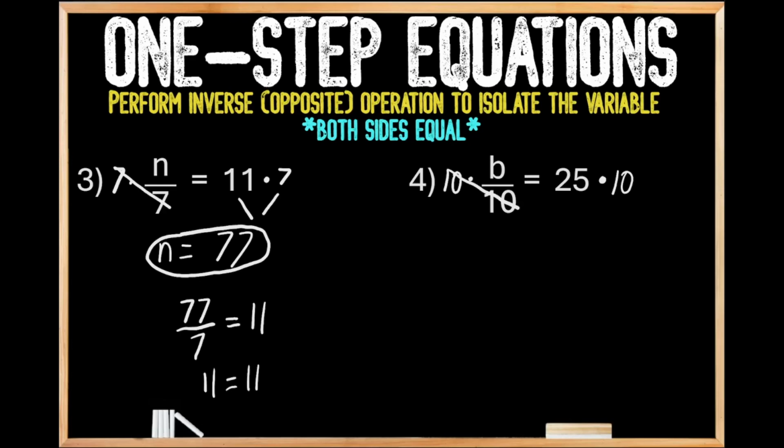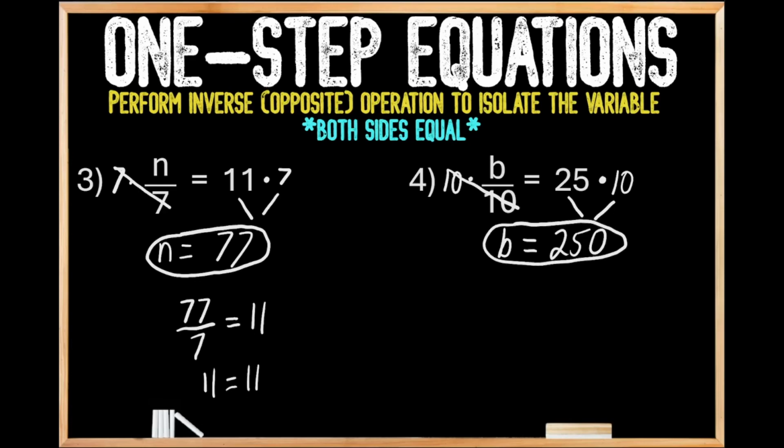Well, on the left-hand side, multiplying by 10 and dividing by 10 cancel each other out, so that means that our variable of b is now going to be isolated, and then we're going to multiply 25 times 10, which we know gives us 250. So now we're going to figure out whether or not b is actually worth 250 or not.